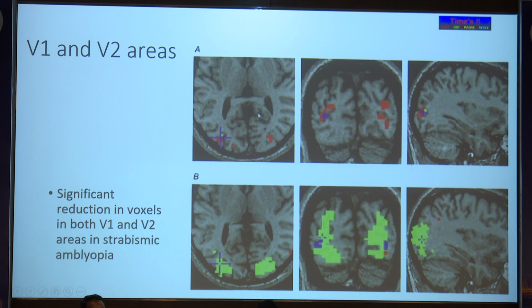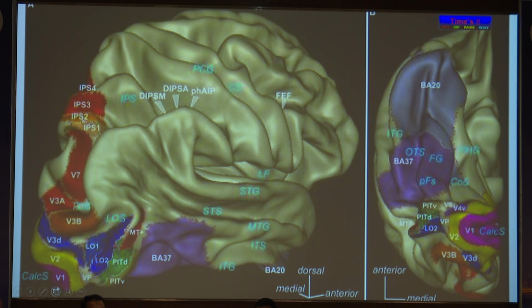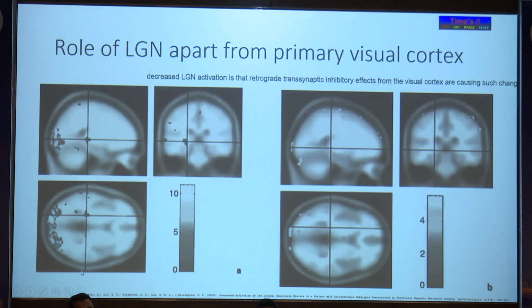Then they identified the V2 area surrounding the V1 area. Even there is a reduction in the V2 area. Initially I showed you the normal anatomy: the V2 area surrounds the V1 area. So this is the V1 area, this is the V2 area. Initially they thought the pathology was only in V1, but later they identified that there is pathology in the V2 area as well.